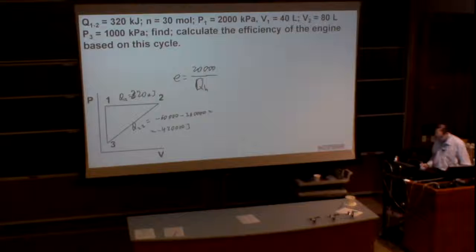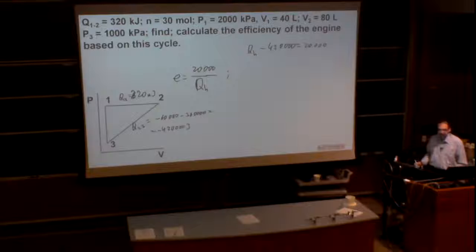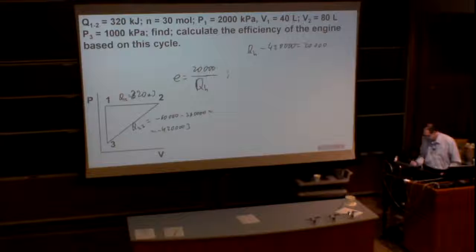Okay, how can I calculate the amount of heat? Well, we actually can do it differently. We don't have to, again, walk through the third process. We know that this amount of heat minus 42,000 should be equal to the work. That's just the first law of thermodynamics. So we can calculate this amount of heat using the first law of thermodynamics.